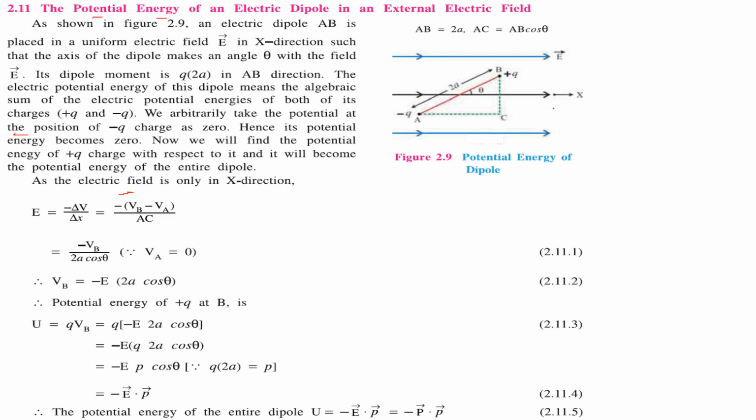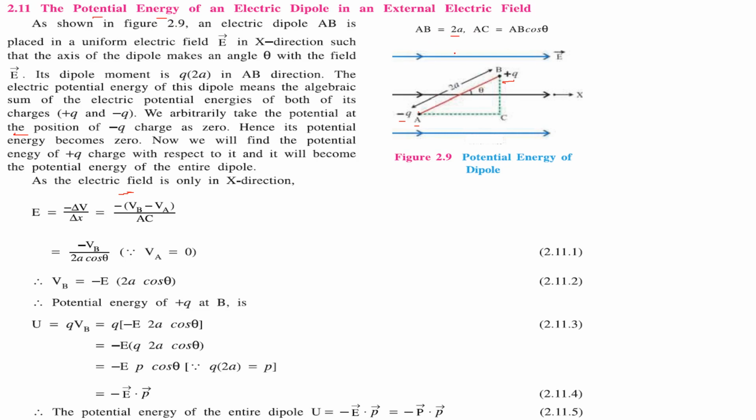So if you see here, this is an electric dipole. We have A here, B here. So at A there is a minus Q charge, at B there is a plus Q charge, and the distance between this A and B, this AB, is 2A, right?